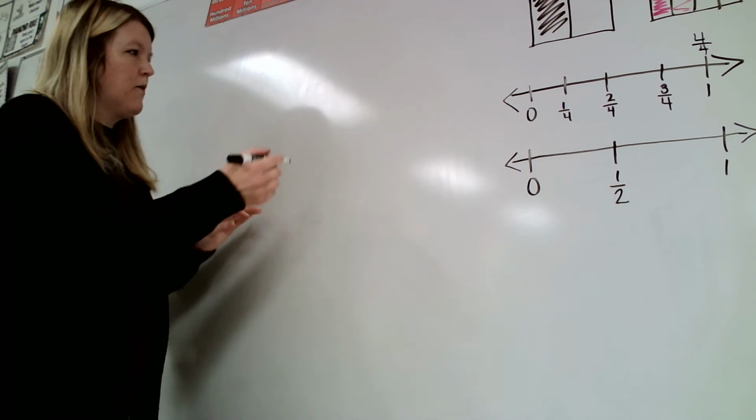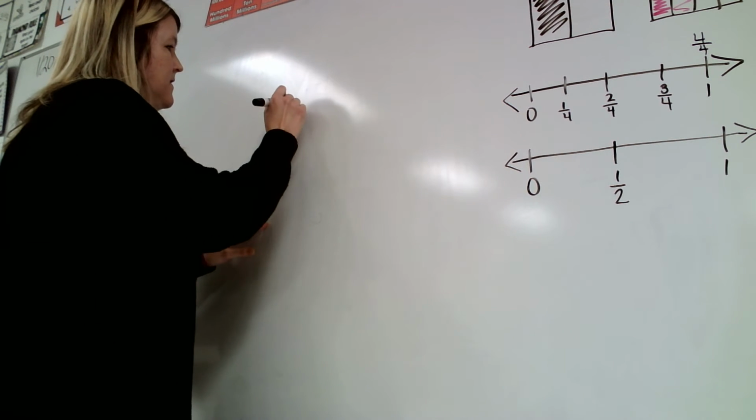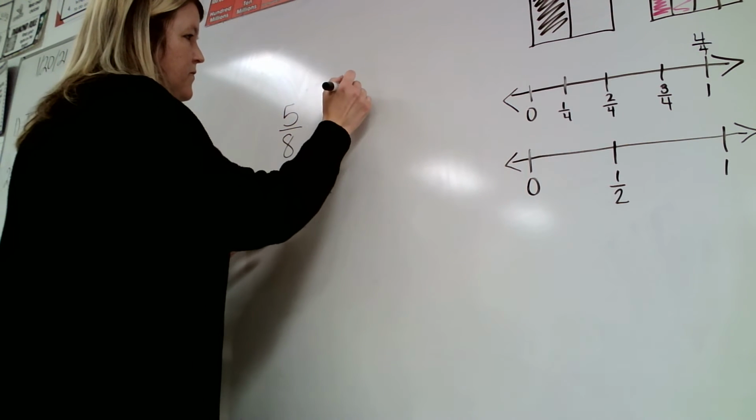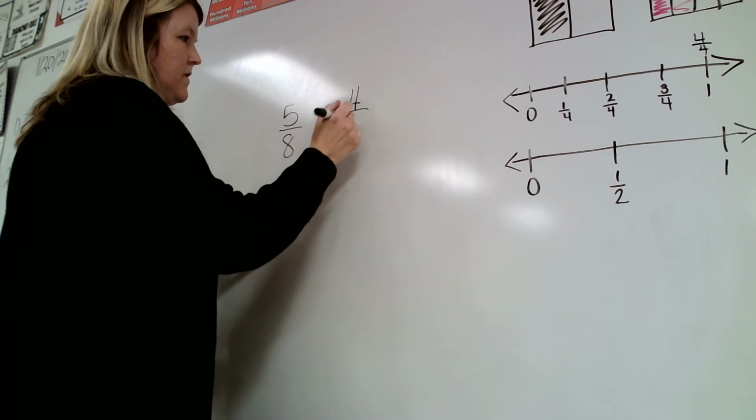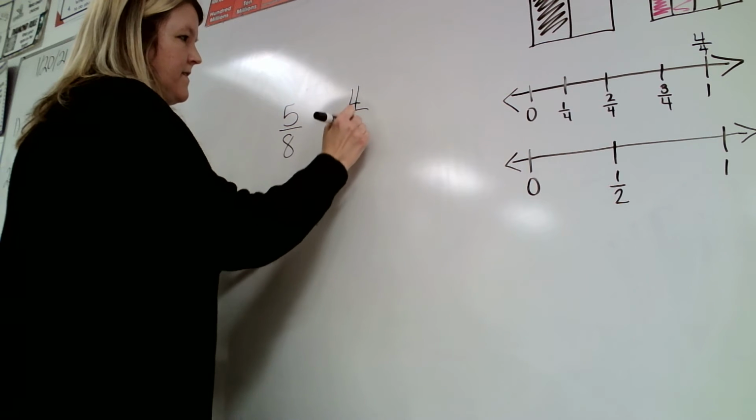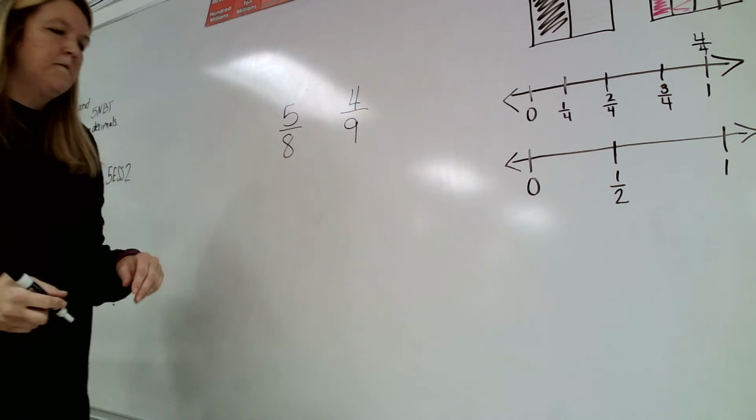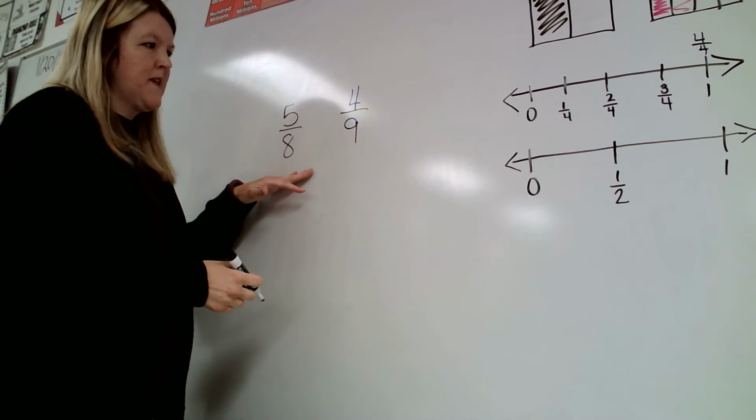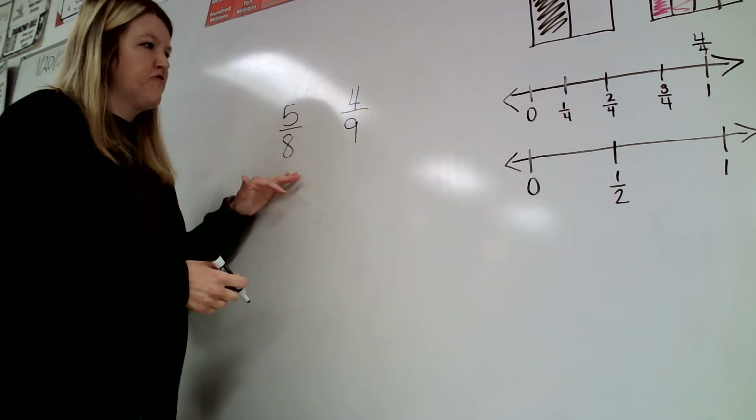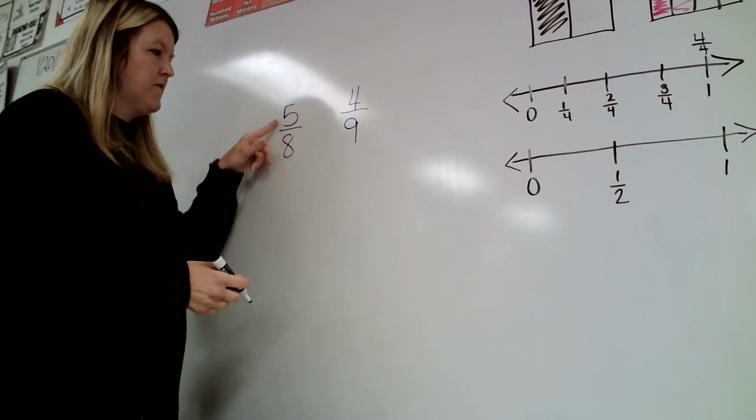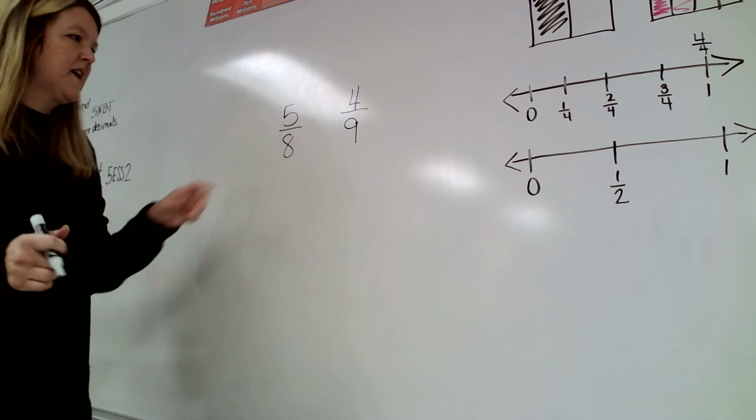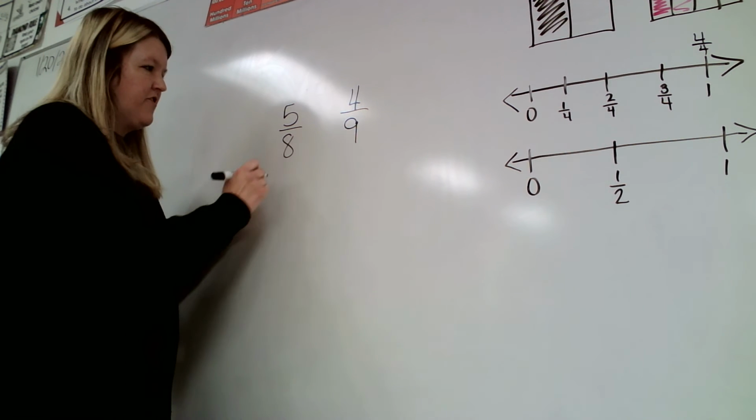All right, so we'll try one more. Let's say I had 5/8 and 4/9. All right, so what I'm going to do, and some of you may be able to do this by just looking at reasoning, seeing how close this is to half or how close it is to 1. But we'll go ahead and we'll use our common denominator strategy.